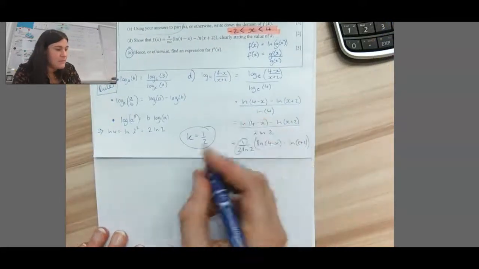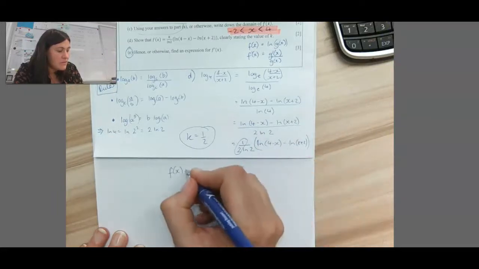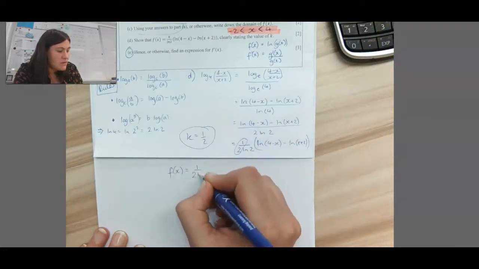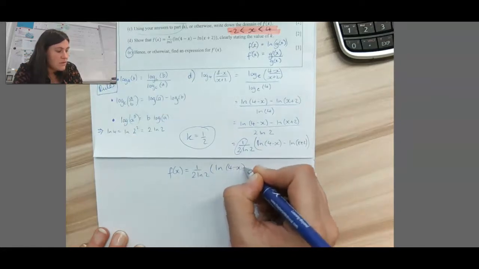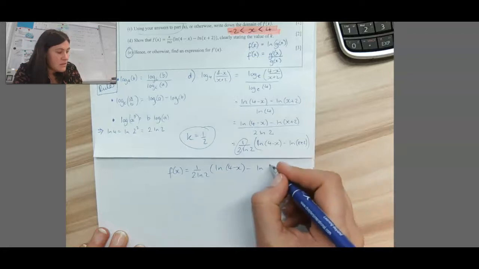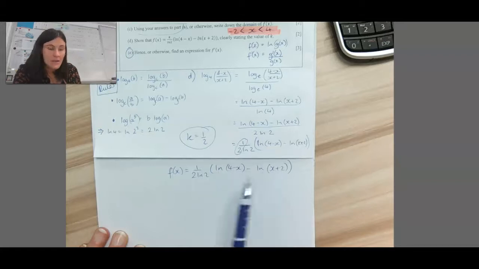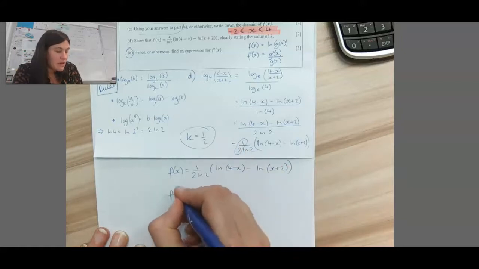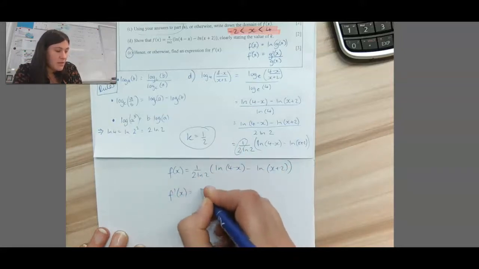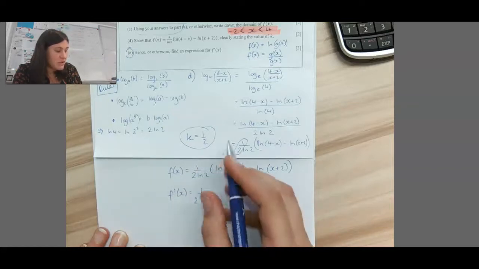So here my function is 1 over 2 ln 2, times (ln of 4 minus x, minus ln of x plus 2). Now, I know we've got ln here and ln here. These are functions because there's x. This is just a constant because ln of 2 is just a number. So when I do my derivative, I'm going to keep my constant the same there, and I'm going to differentiate each of these functions separately.